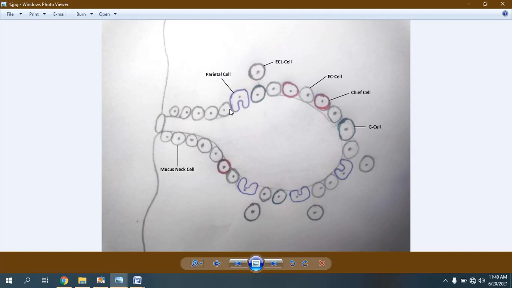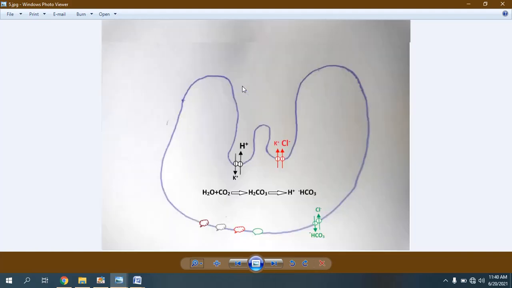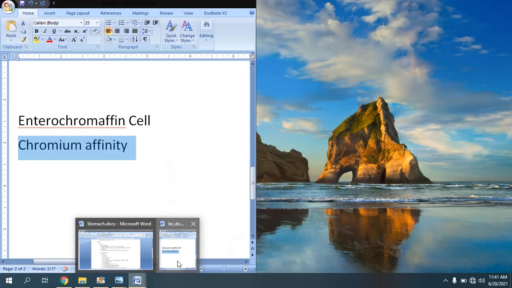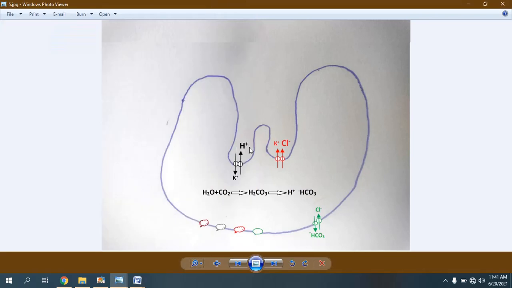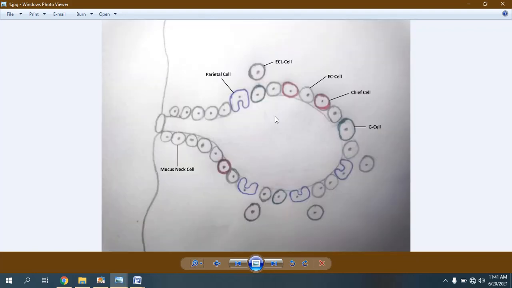For example, we are going to magnify this parietal cell. This is the magnified form of the parietal cell. These small canal-like structures inside the parietal cell are called canaliculi, or canaliculus. I am going to write it. The canaliculus, or the plural is canaliculi. So the HCl is secreted into the canaliculi. That is secreted first into the canaliculi, and then later on that is secreted into the lumen over here.